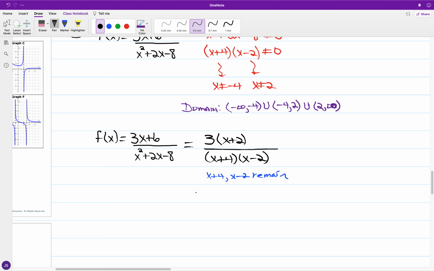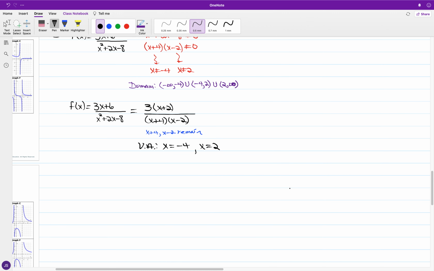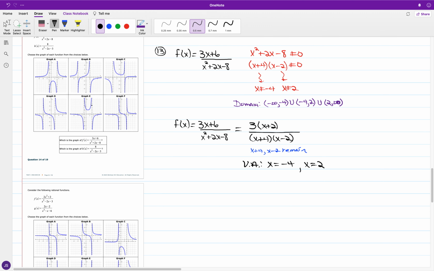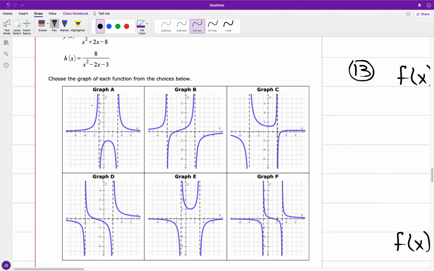Okay, so we're going to have vertical asymptotes, where these restricted values will define those vertical lines or boundaries. So you have x equal to negative 4 and x equal to 2. So just from what we have regarding vertical asymptotes, we can begin a process of elimination.